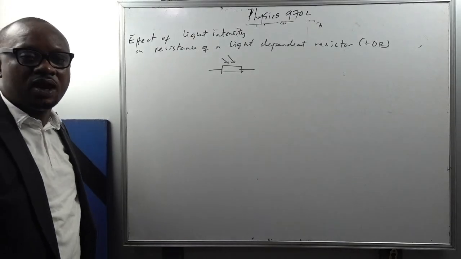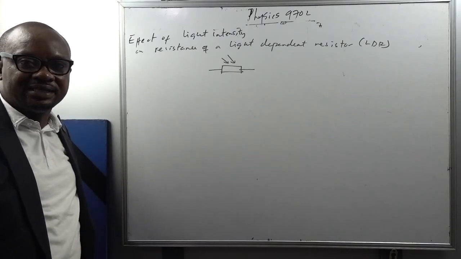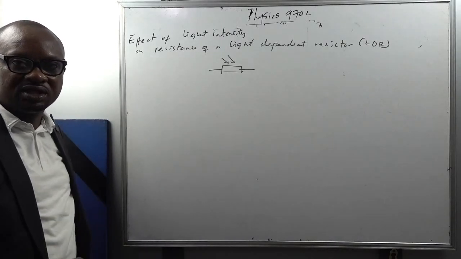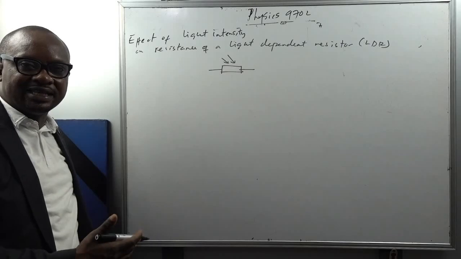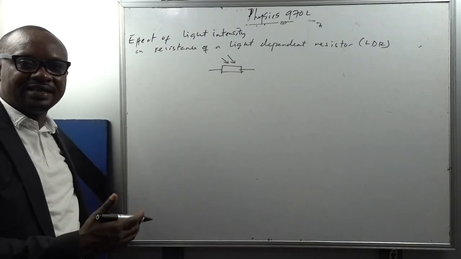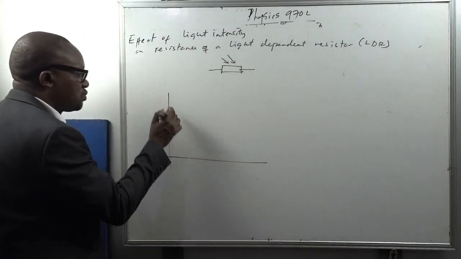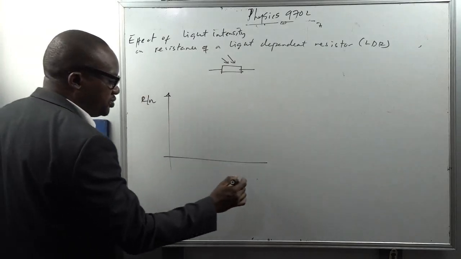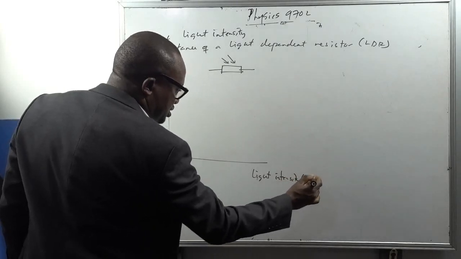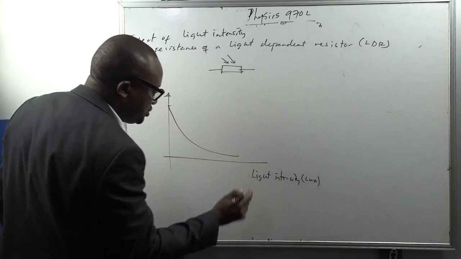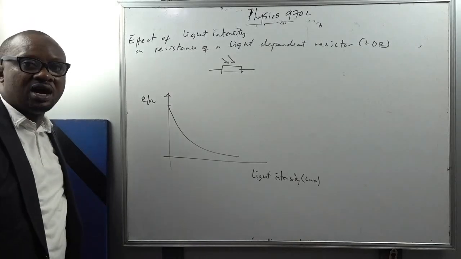According to what we have explained before, increase in temperature and increase in light intensity causes the resistance of a semiconductor to reduce. And light-dependent resistors are made up of semiconductor. So as the light intensity increases, the resistance of the light-dependent resistor will reduce. So if I sketch the graph of resistance in ohms against light intensity in lux, it will look like this. As the light intensity increases, the resistance of the LDR will reduce.